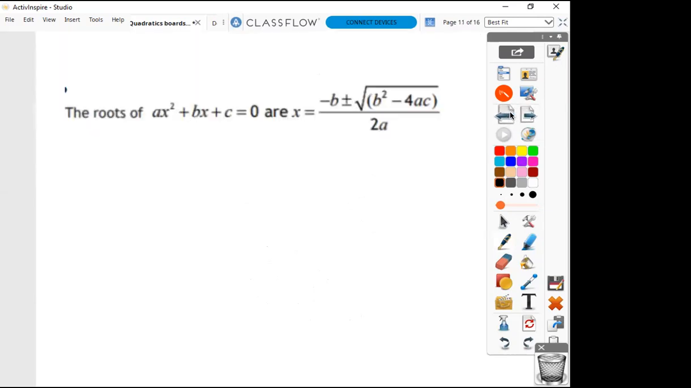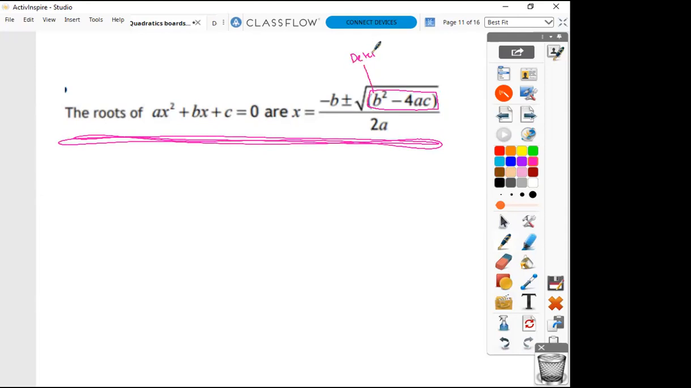So, back to this equation. Okay, so remember, this is in our formula sheet. What we've just been looking at is this wee bit here, the b squared minus 4ac. That's how we determine the nature or discriminant. Okay, so depends how they refer to it.